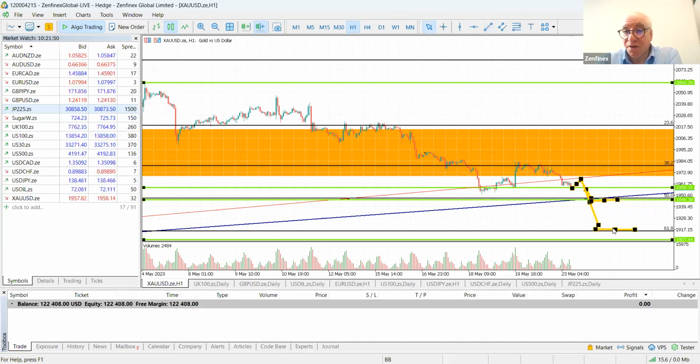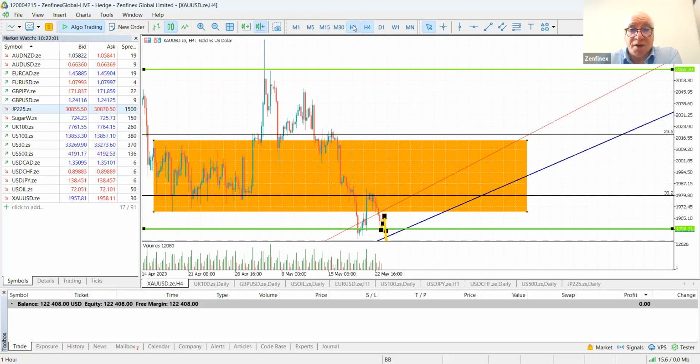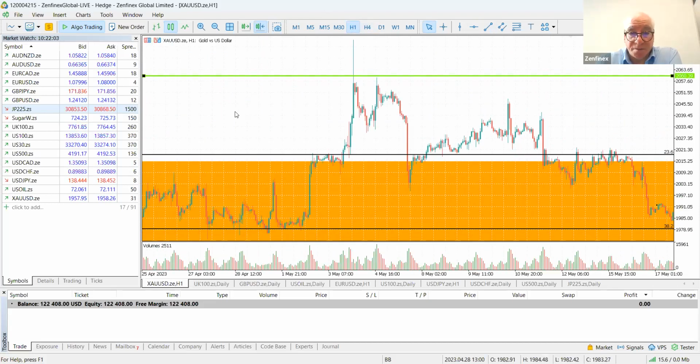First target, second target, pull back into this area here, may go all the way back up to here actually, and then take a trip to the 618. So let's watch that over the next couple of days. What should we look at next?